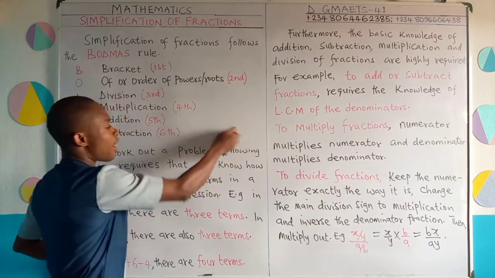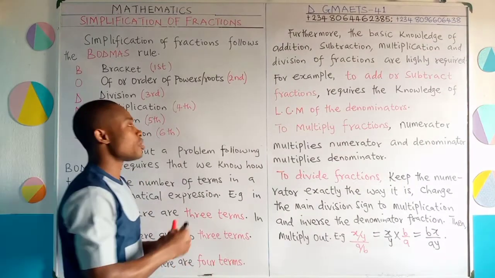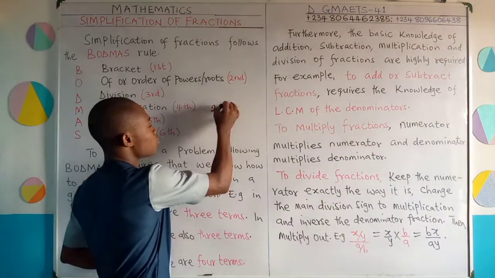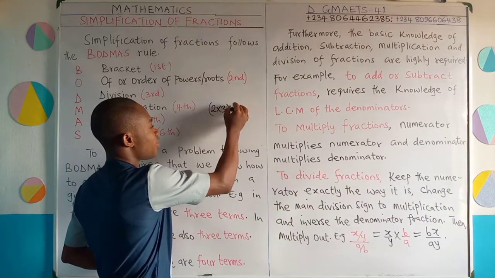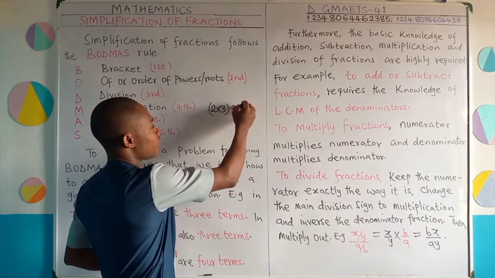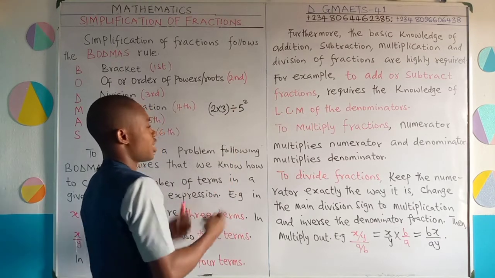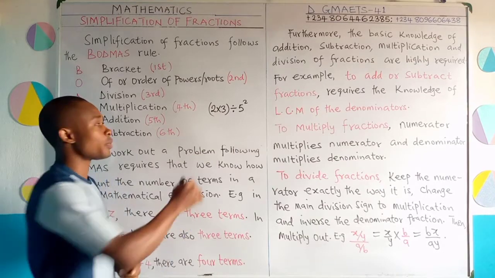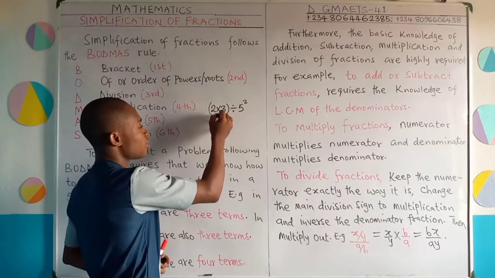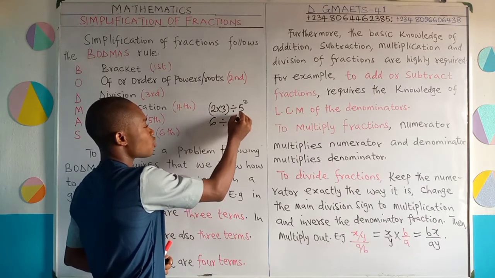I also talked about order of powers or roots. Think about this. If you're given 2 times 3, then you now have divided by, let's say, 5 squared. Okay, something like this. Which would you do first? You finish up with your brackets. This is 6 times 2 times 3, which is equal to 6, then divided by 5 squared.